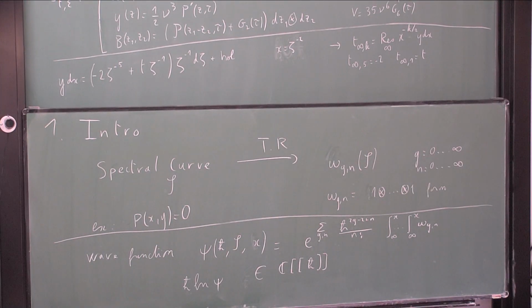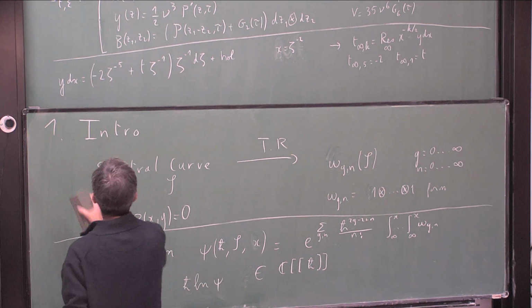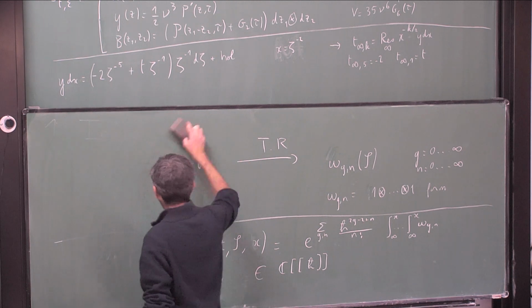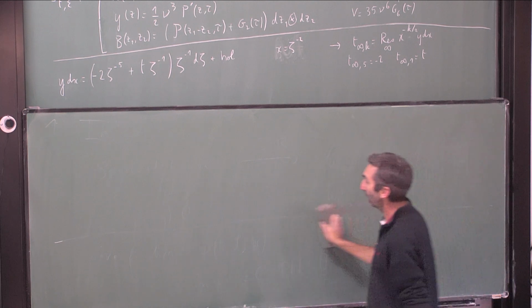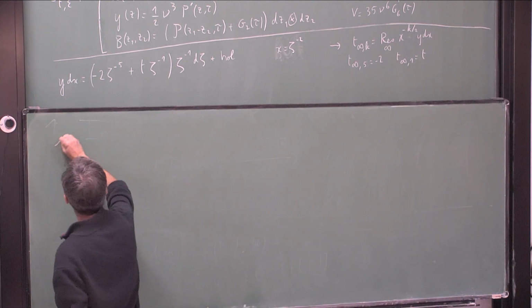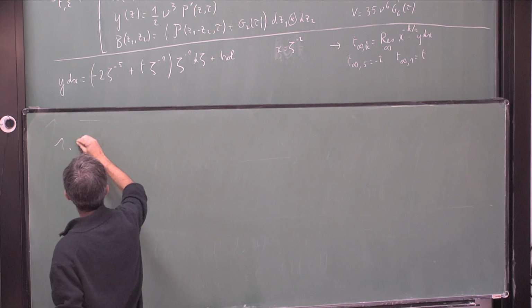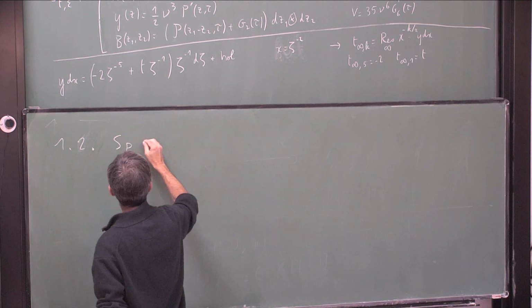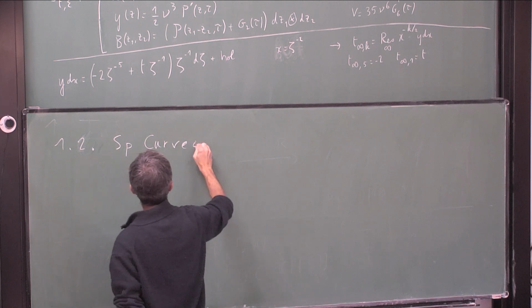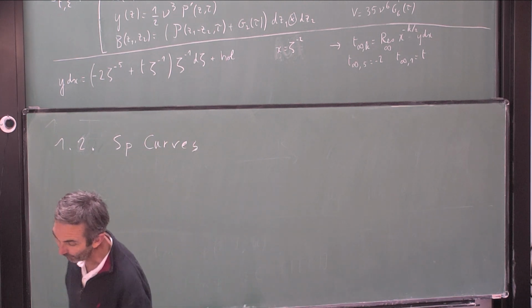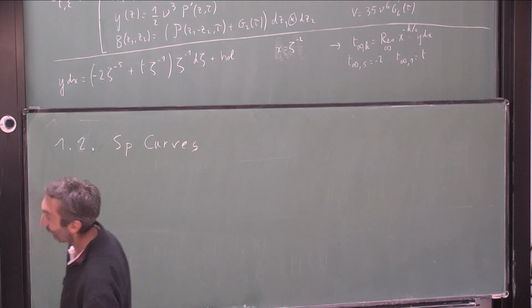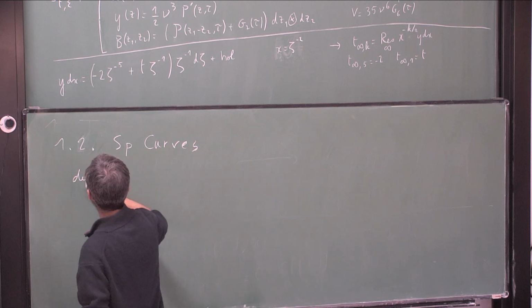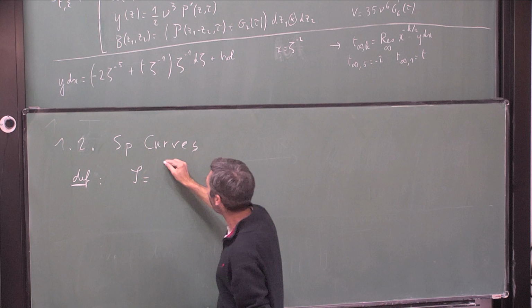So now let me be more precise about what we mean. So 1.1 is the introduction, 1.2 is spectral curve. I will now really give a definition of what I call a spectral curve. A spectral curve S is, by definition, the data of several things.